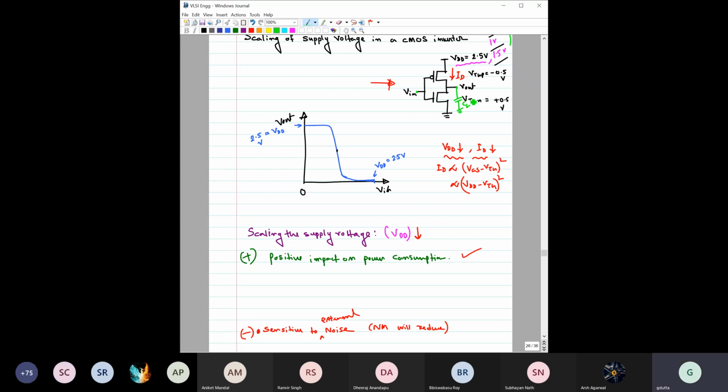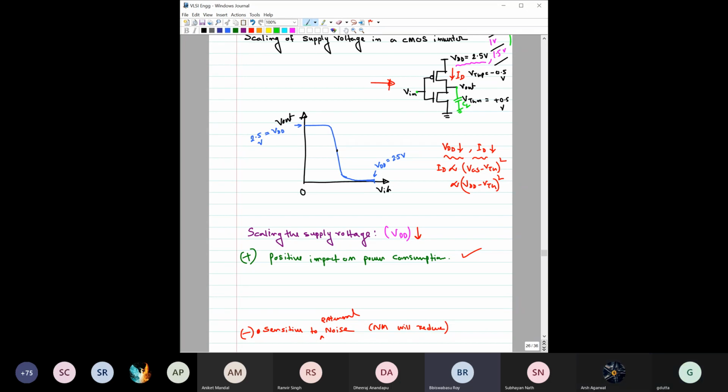Because there is less current, it will take much more time for you to charge this capacitor. Is this clear to you? Sir, but the RC thing would still remain constant. Yeah, RC will remain constant, true. That is one aspect. But what about the current that it can flow?